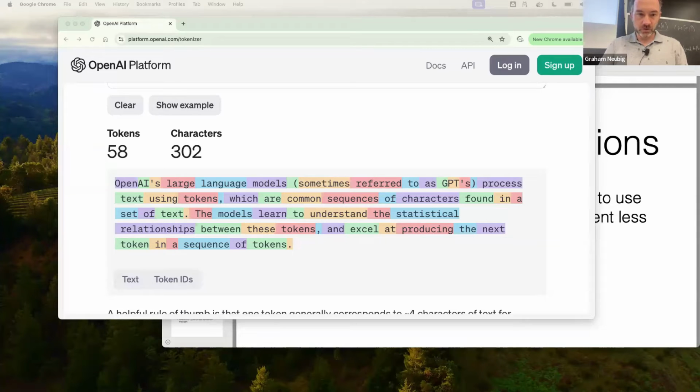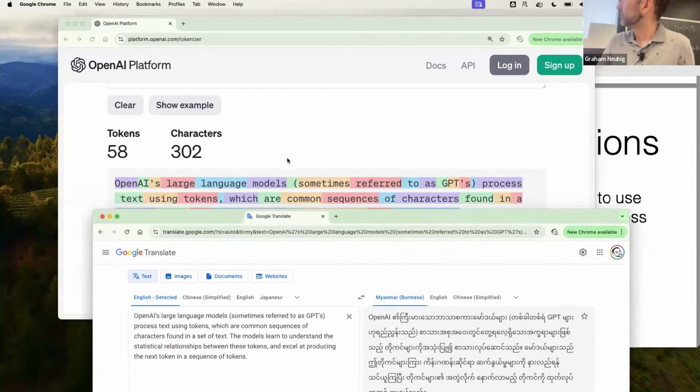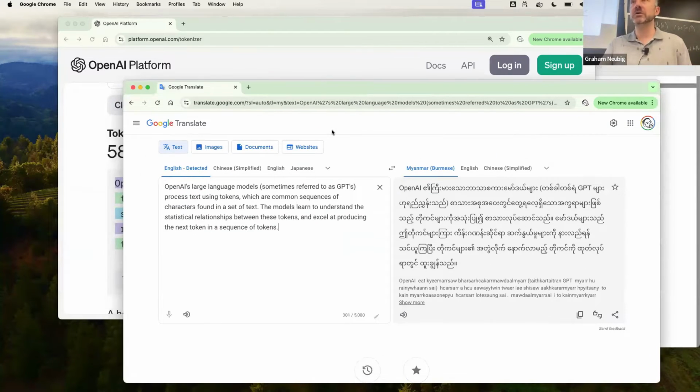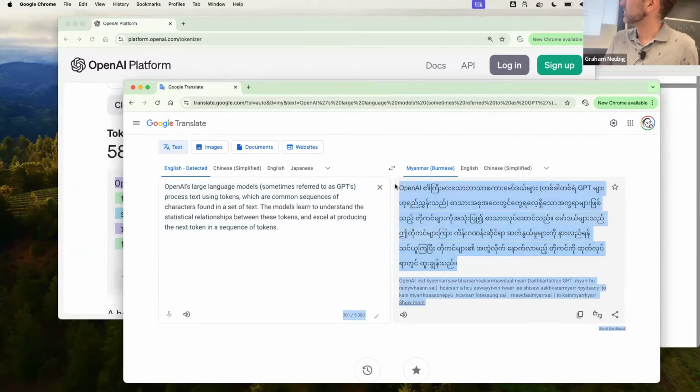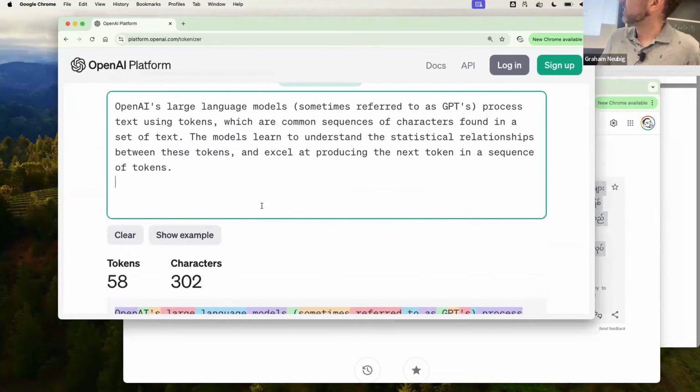into my favorite example language to use, which is Myanmar or Burmese, because it is a national language. It's used by a lot of people, but it's not super frequent on the internet. So this is Burmese. I can't read this, so I can't tell you if it's right, but I know that OpenAI is right. But if I remember, look here, we had 58 tokens.